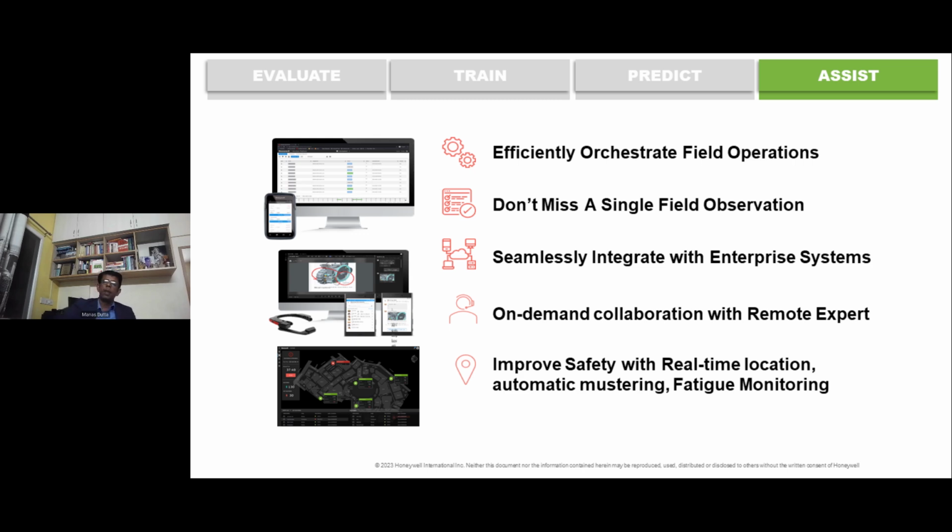And then comes the assist part. Now, when they're doing the jobs in the field, how do we really assist them?